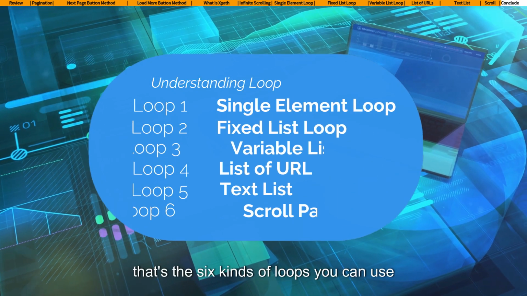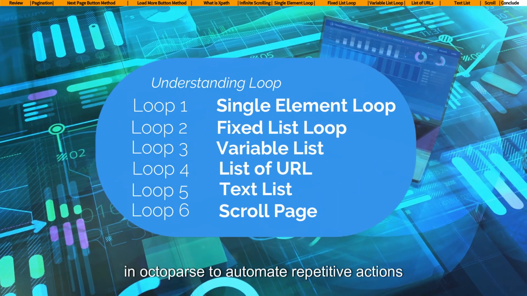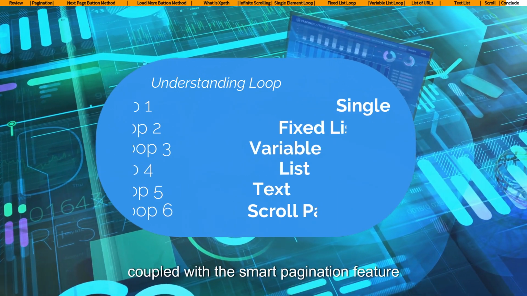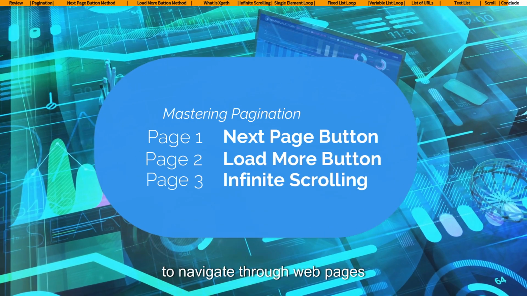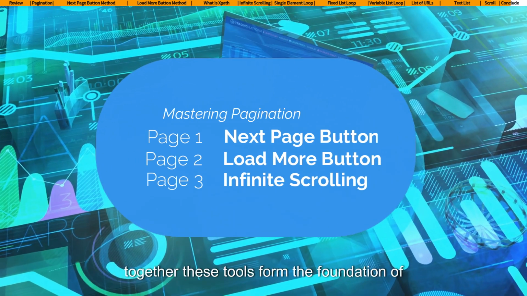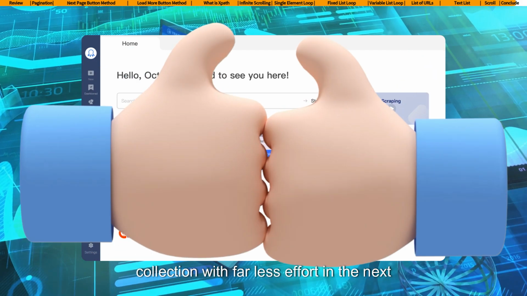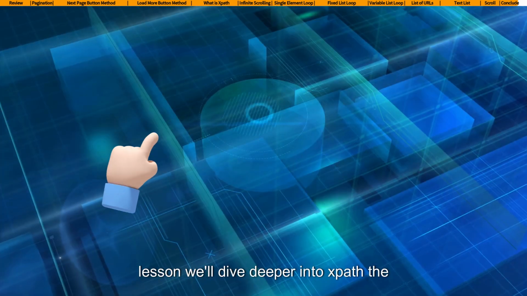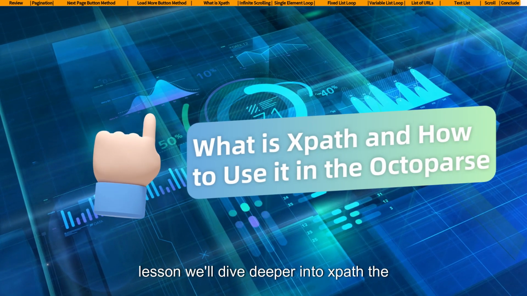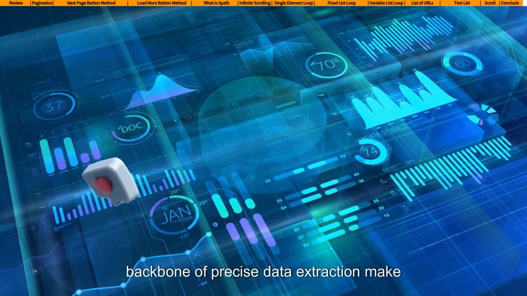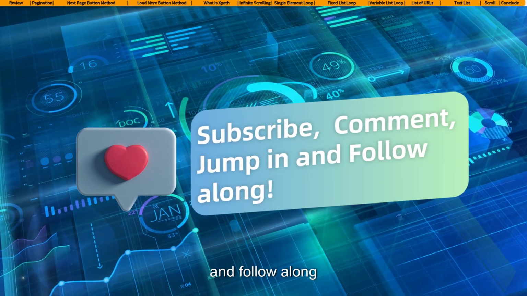That's it. That's the six kinds of loops you can use in Octoparse to automate repetitive actions, coupled with the smart pagination feature to navigate through web pages. Together, these tools form the foundation of powerful workflows, letting you handle data collection with far less effort. In the next lesson, we'll dive deeper into XPath, the backbone of precise data extraction. Make sure to try out these techniques yourself and follow along.